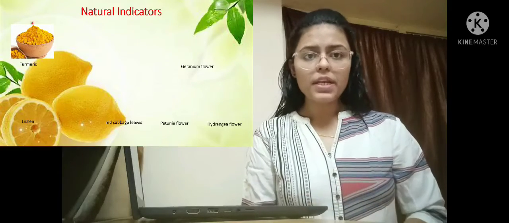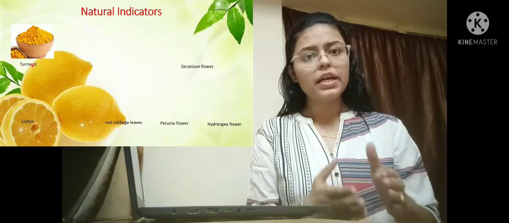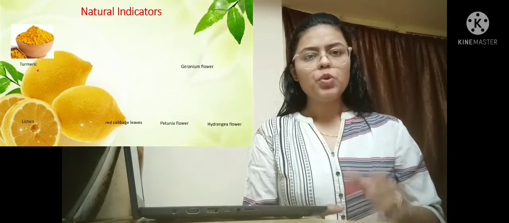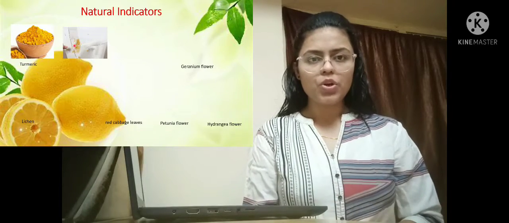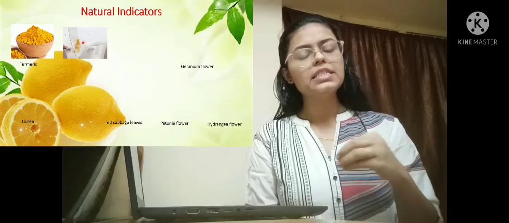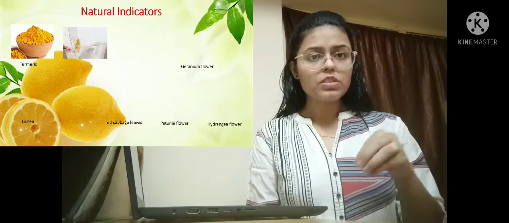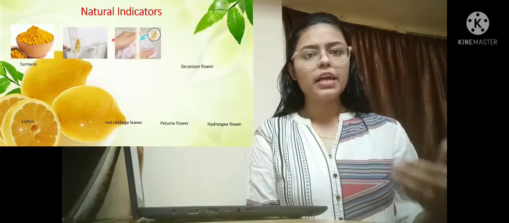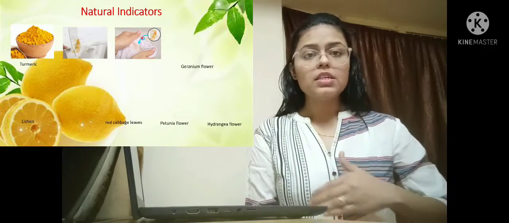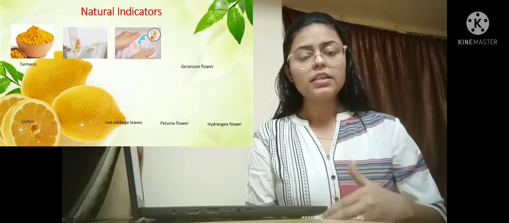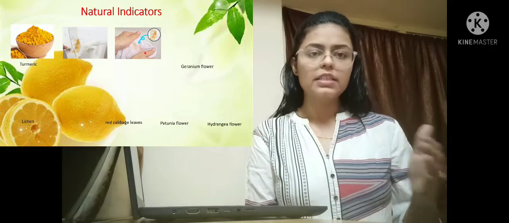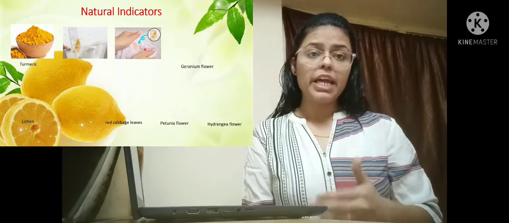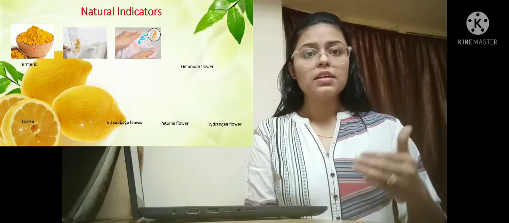The very common example is turmeric. Turmeric is one of the indicators. How do we know this is an indicator? You must have observed a curry stain on your clothes. Curry contains turmeric in it, which gives it a yellow color. When this yellow curry stain comes in contact with the soap solution, this yellow color of the curry gets converted into a red color. This indicates that the soap is basic in nature. That means turmeric is a natural indicator.